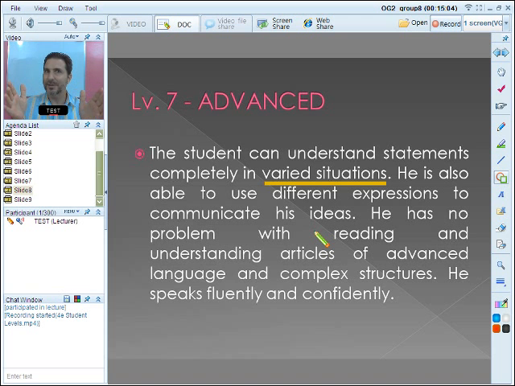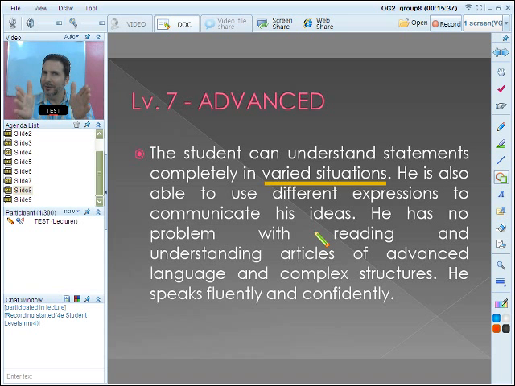But can they express, for example, if it's a university student, details about their major? Can they tell you why they perhaps chose that major? Can they tell you about the future of that education major or that career field? So these are things of varied situations. In other words, we're just broadening the ability of the learner to speak. Again, that's a good gauge.